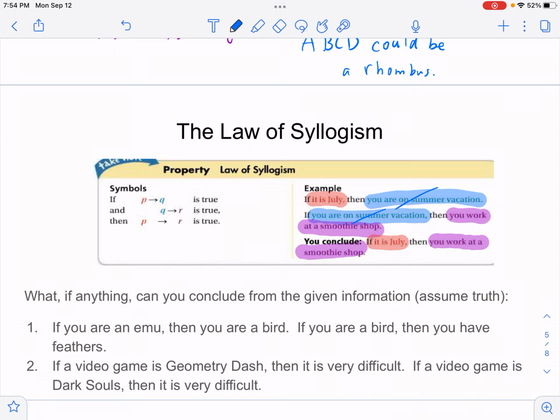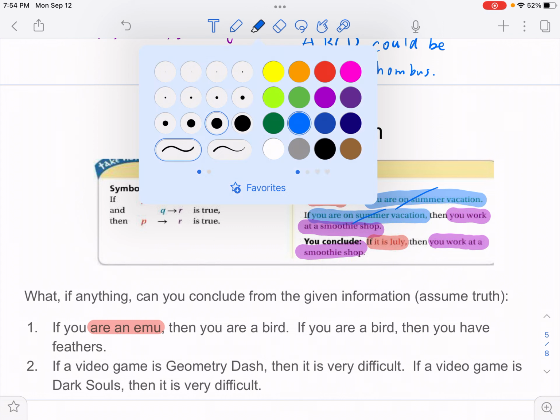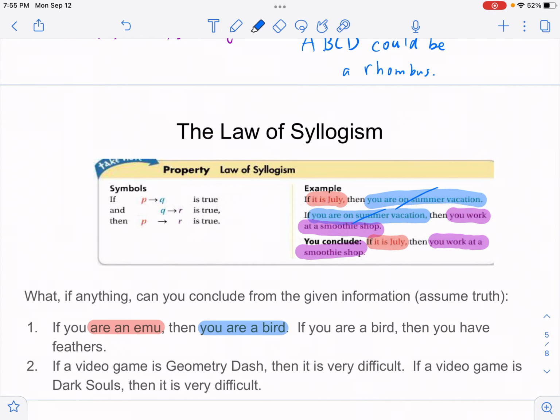If you are an emu, then you are a bird. If you are a bird, then you have feathers. What do you think you could conclude from that? Well, here our hypothesis is you're an emu, and the conclusion is you're a bird. But then in this statement, the hypothesis is you're a bird, and the conclusion is you have feathers.